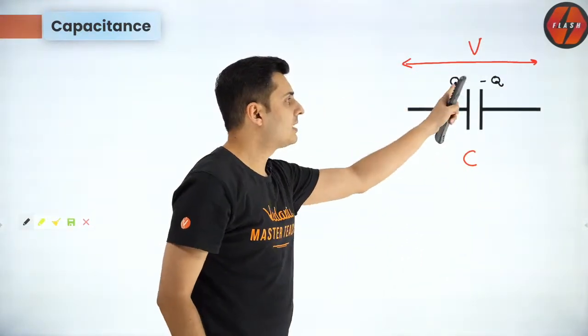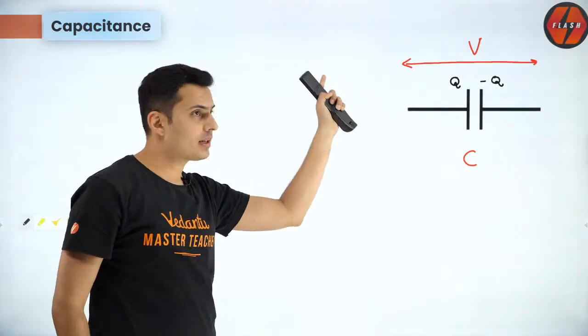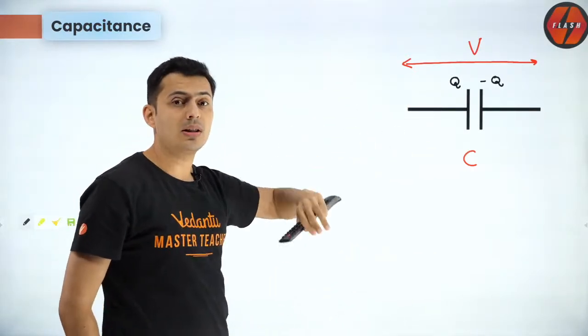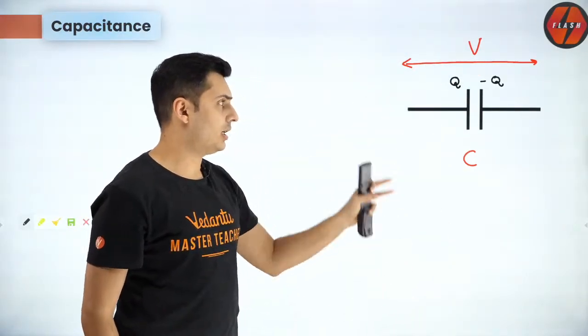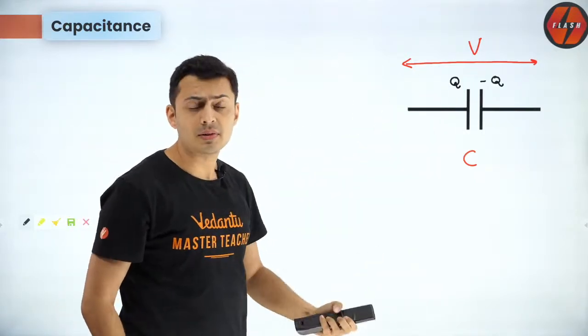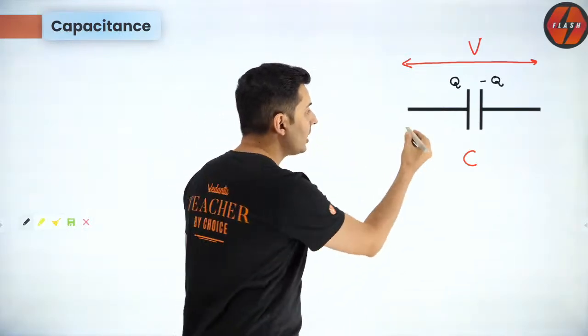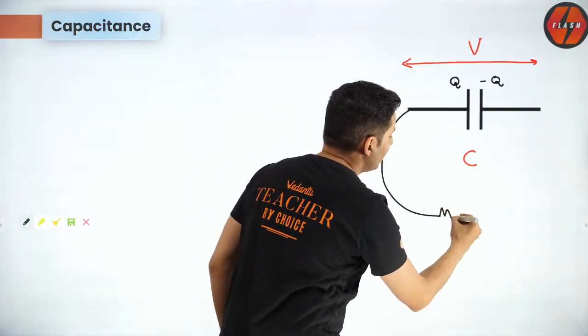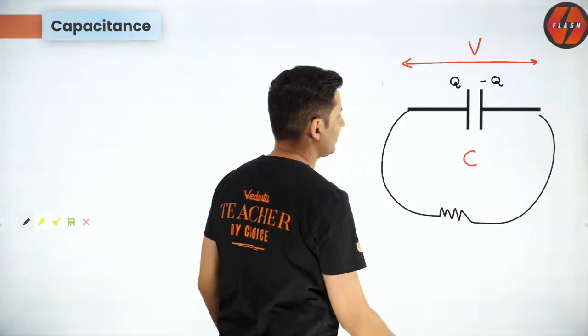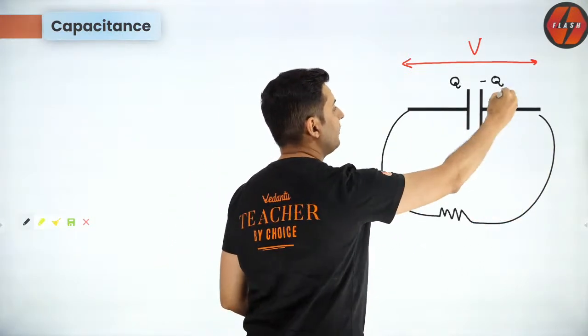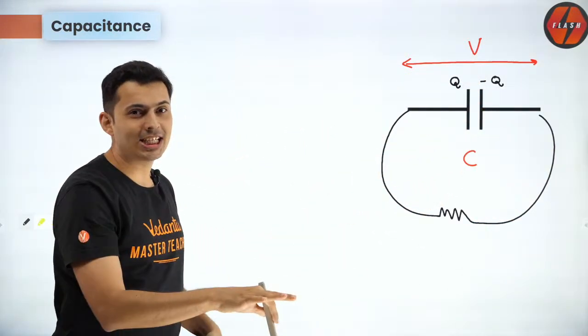So Q is the charge stored on one conductor, minus Q is the charge stored on the other conductor, which is separated by some distance. So Q and minus Q are the charges stored in the conductors. Remember, only when you connect these two terminals across some resistor will the charges flow and nullify each other.